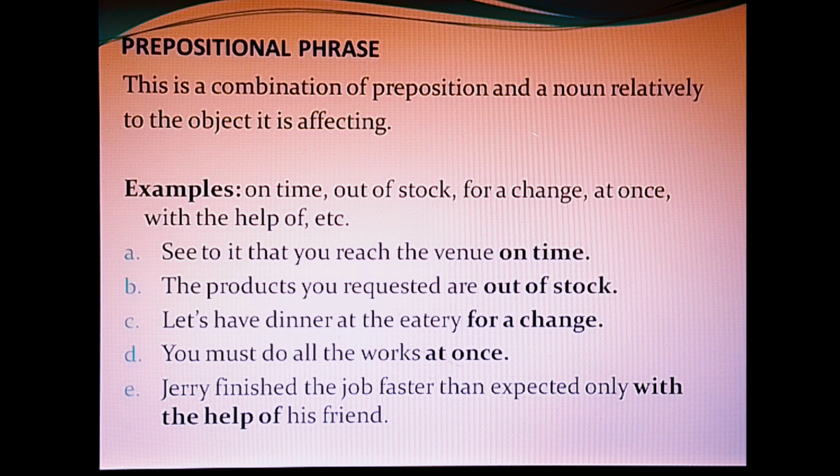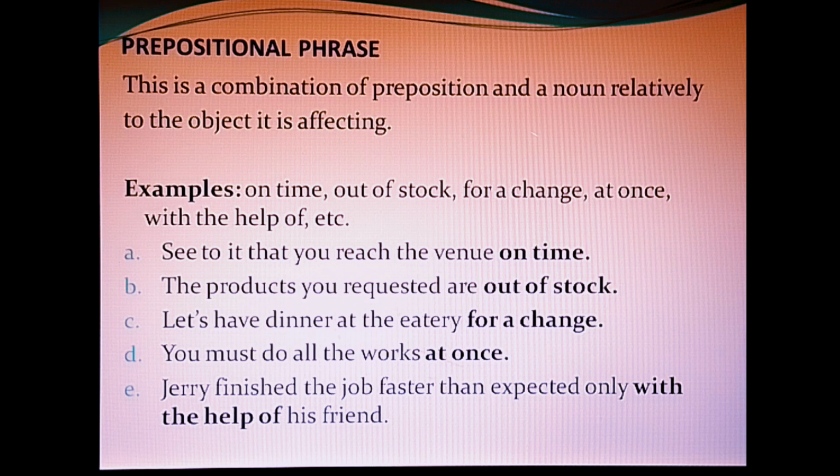The third one is, let's have dinner at the eatery for a change. For a change is our prepositional phrase here. It doesn't make sense except you add it to the complete sentence. You cannot just say for a change. It has to be, let's have dinner at the eatery for a change. But for a change is a prepositional phrase in this sentence.